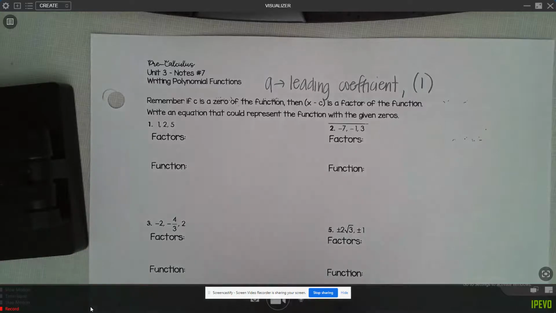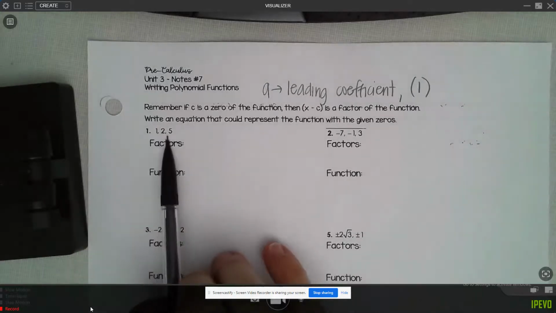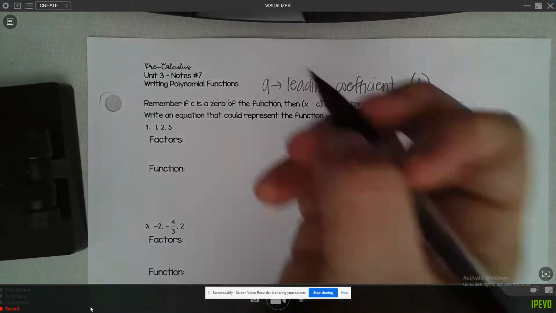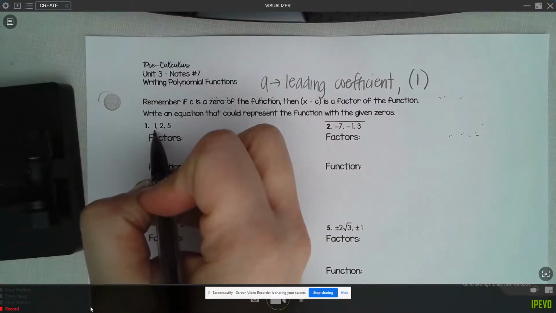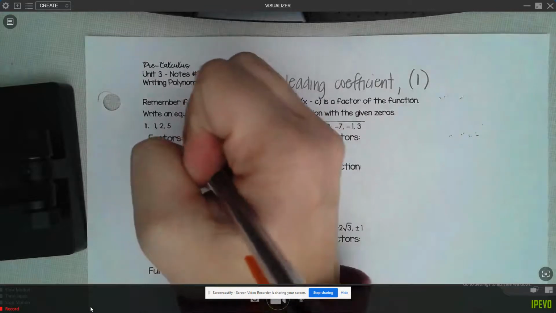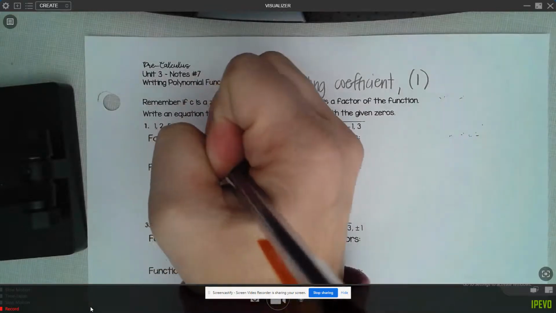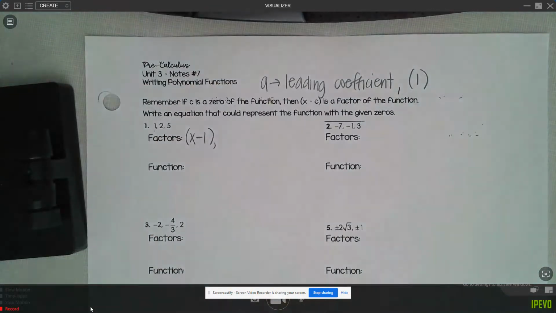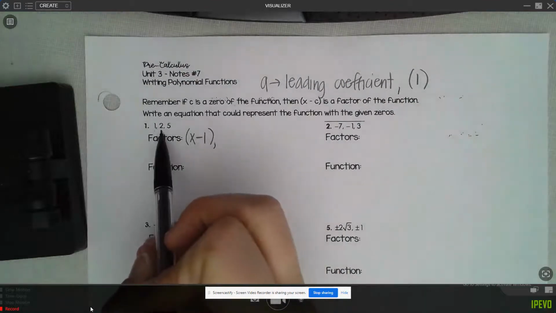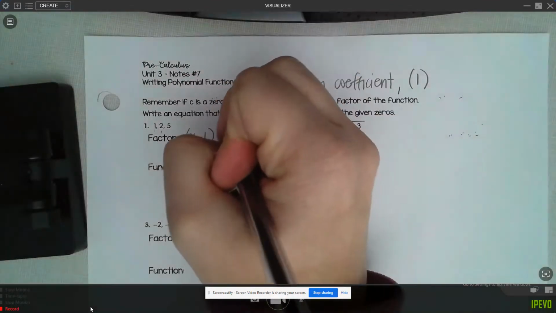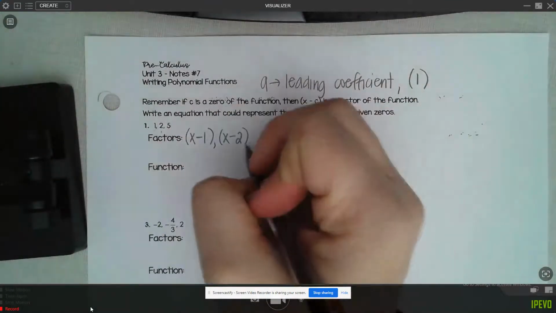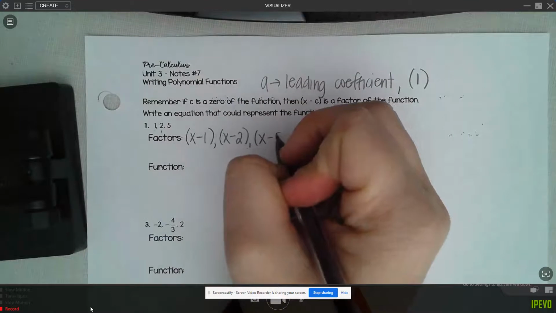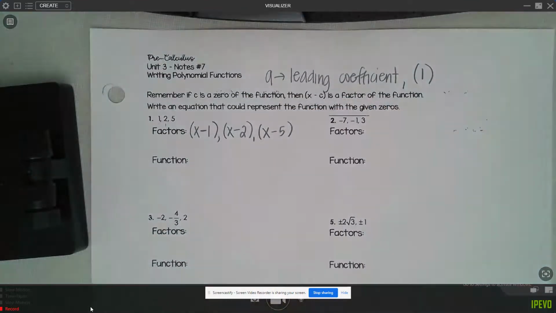Now, for number 1, if my zeros are 1, 2, and 5, I need to list out my factors. So if I have a zero of 1, that 1 is positive, yes? So that means my factor has to be x minus 1. That's my first factor. My next zero is 2, so my factor is x minus 2. My last zero is 5, so my factor is x minus 5. Is everybody okay with that?